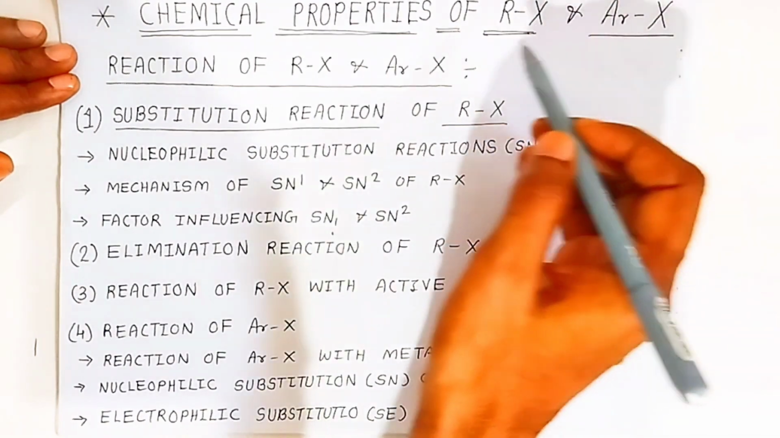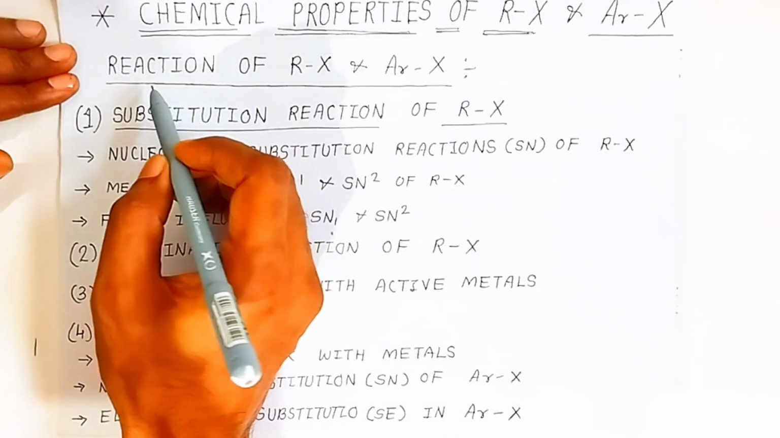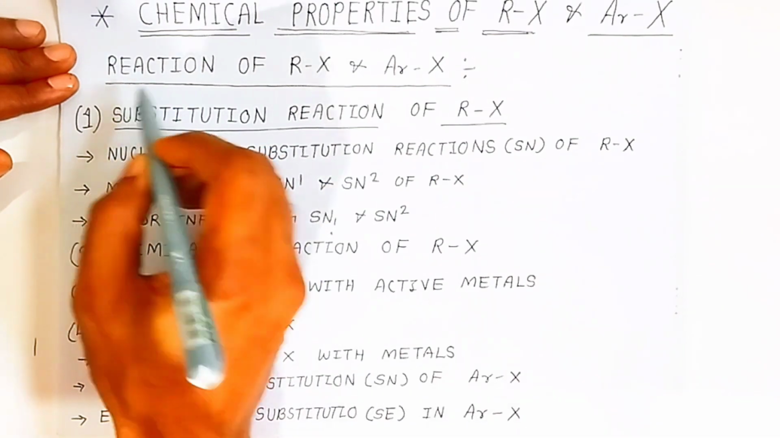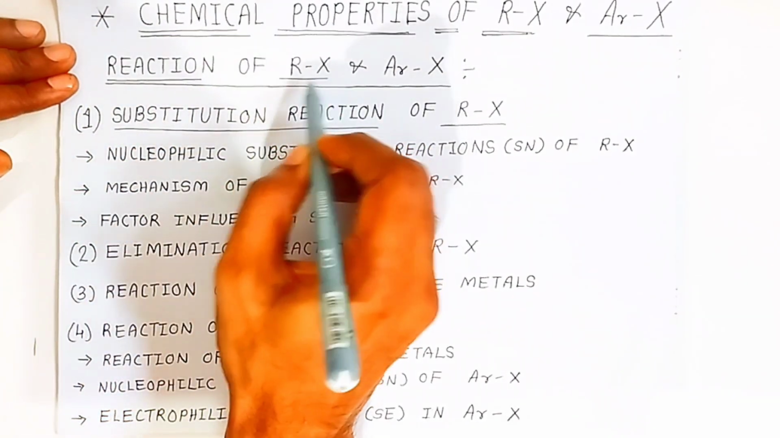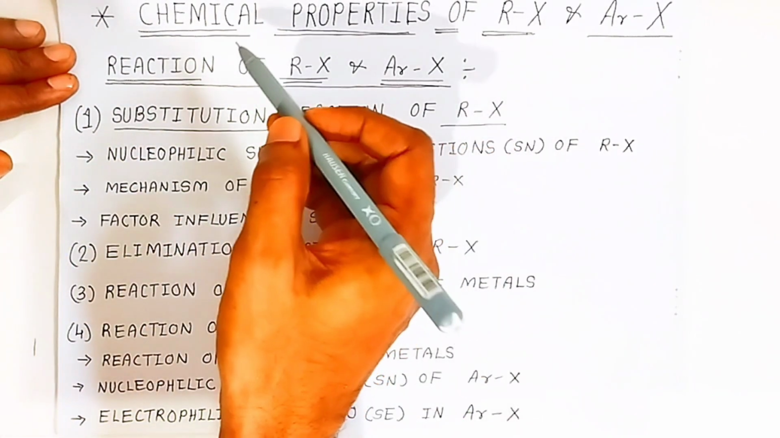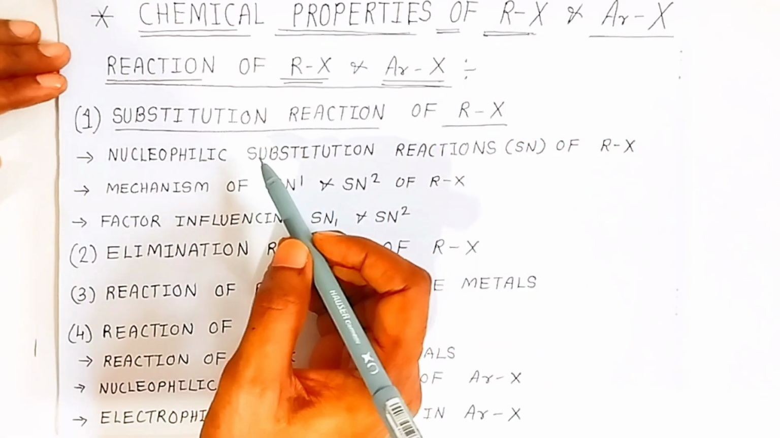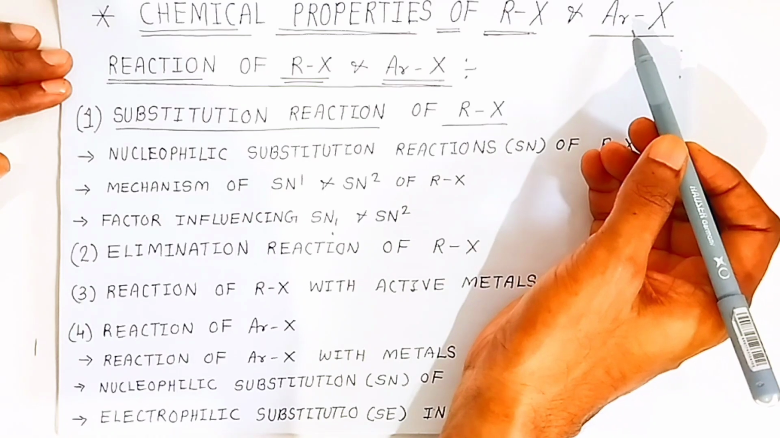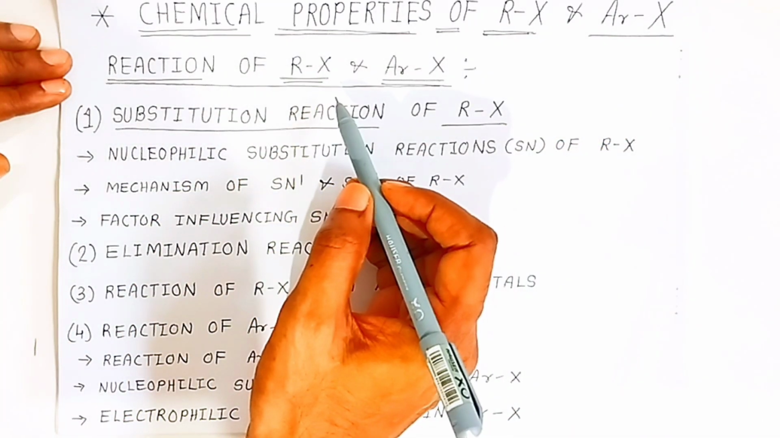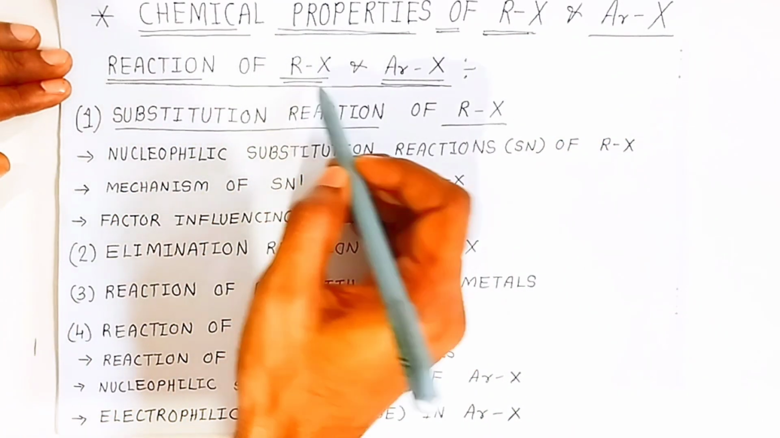If you want to see the chemical properties students, you should know the reaction. We are going to study the reaction of alkyl halide and aryl halide. Understanding that, only then do you come to know the chemical properties of alkyl halide and aryl halide. Now students, once you have alkyl halide and aryl halide, how they are going to react, that we are going to see: reaction of alkyl halide and aryl halide.